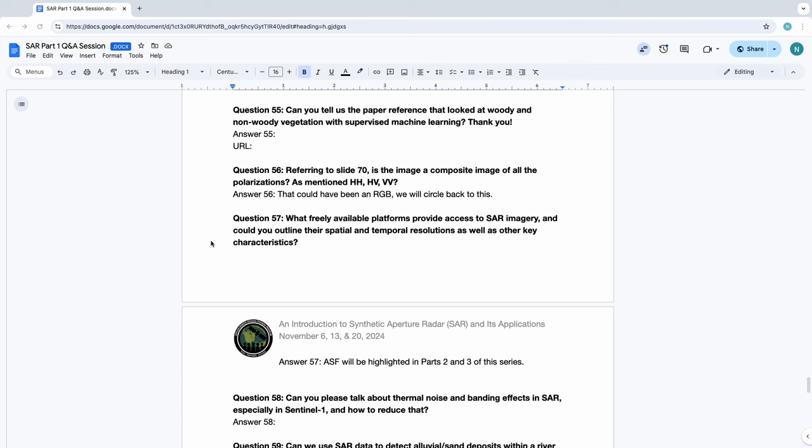Question 57, what freely available platforms provide access to SAR imagery, and could you outline their spatial and temporal resolutions as well as other key characteristics? So as mentioned, I put some platforms there. Third session will be on the Alaska Satellite Facility capabilities, and usually most freely available SAR data is on the order of 10 meters, like Sentinel-1, it's posted at 10 meters. PALSAR data, I believe that's at 25 meters, at least on Google Earth Engine. On the Alaska Satellite Facility, you have other, perhaps higher resolution PALSAR data. So it tends to be higher resolution.